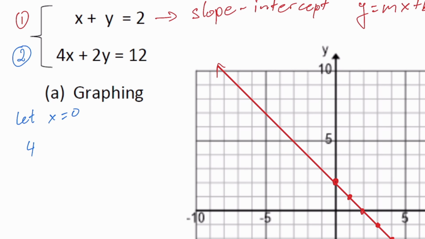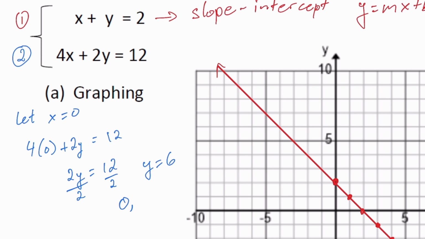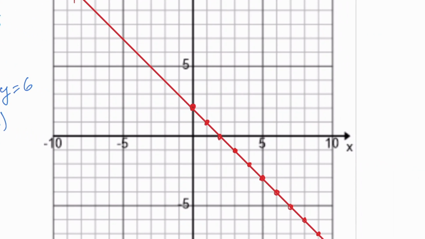And that means I'm going to have 4 times 0 plus 2y equals 12. 4 times 0 is 0, so I have 2y is equal to 12. Divide by 2 on both sides, and that gives me that y is equal to 6. So this means that I have the point (0, 6) on my graph. So I'm going to come over to my graph, and I'm going to go from 0, and up go 1, 2, 3, 4, 5, 6. So I'm going to go right there. So there's my first point.